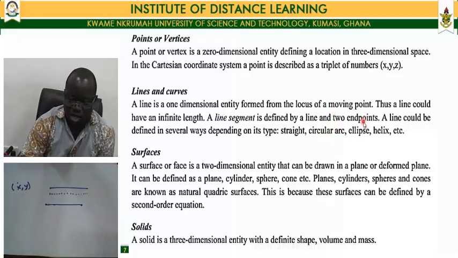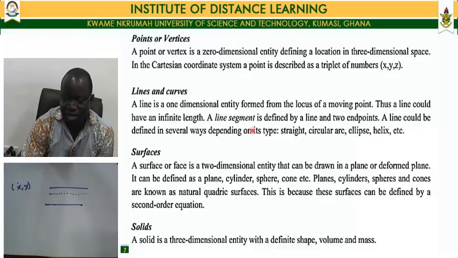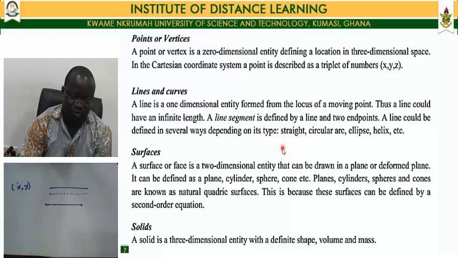So a line could be defined in several ways. You can have a line or curve. Depending on the type, it could be a straight line, a circular arc, an ellipse, a helix, etc. They are all lines in particular shapes or types. So that is the definition of a line.